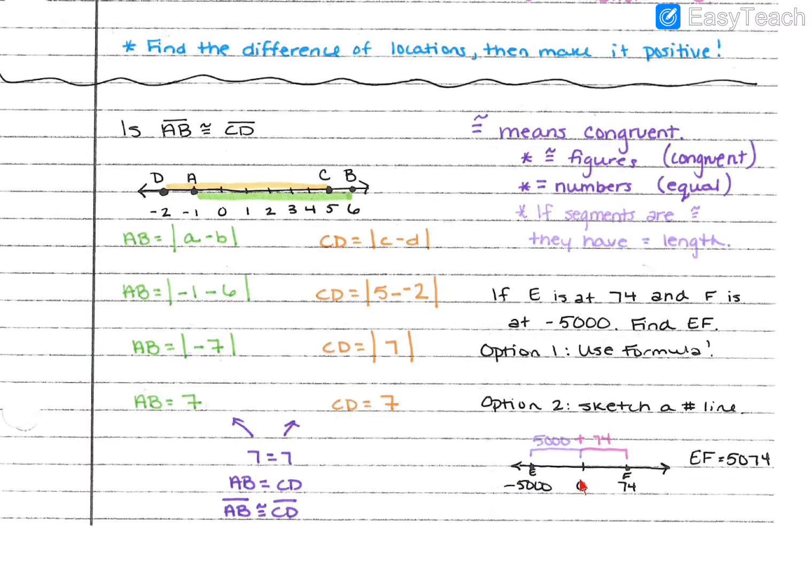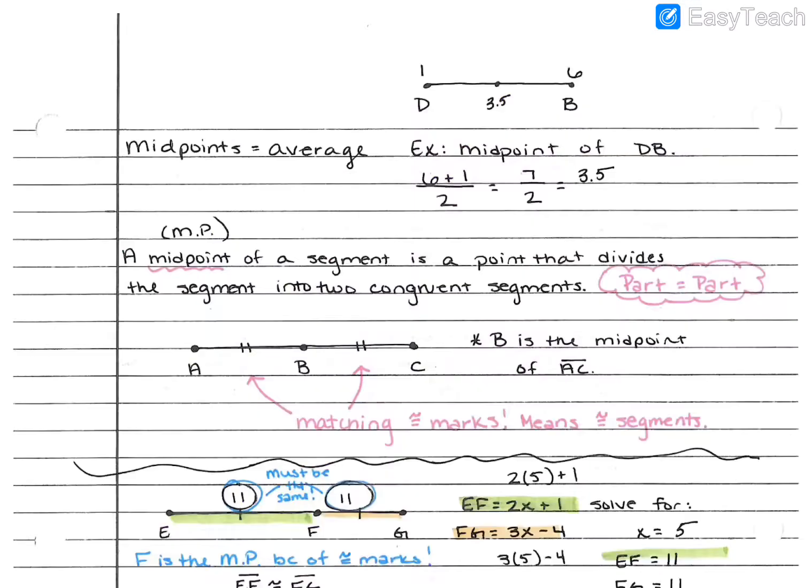So 0 is on the number line. E is going to be to the left of 0 at -5,000. F is going to be to the right. Notice I did not draw this to scale. 5,000 is not almost the same distance away from 0 as 74. But it's okay, because what I did here was I showed this distance is 5,000, this distance is 74, and I know I'm just adding those together to get that the EF distance is 5,074. So you can use a sketch or you can use the formulas, whichever you're more comfortable with.